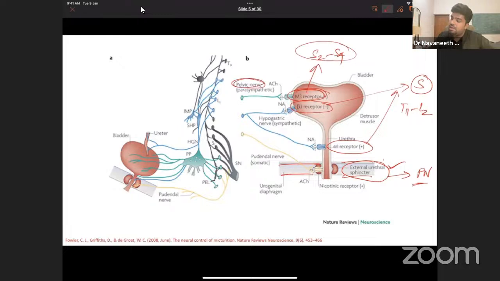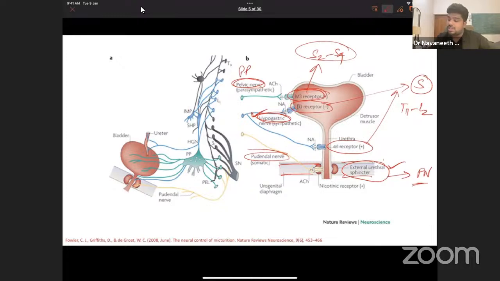So what is the pelvic nerve? What is the hypogastric nerve? What is the pudendal nerve? Please don't get confused. The pudendal nerve is somatic, under voluntary control, to the external urethral sphincter, whereas the hypogastric nerve is part of the sympathetic, involuntary, supply to both the detrusor and to the alpha 1 receptors in the internal sphincter, and the pelvic nerve is called the pelvic parasympathetic, PP.